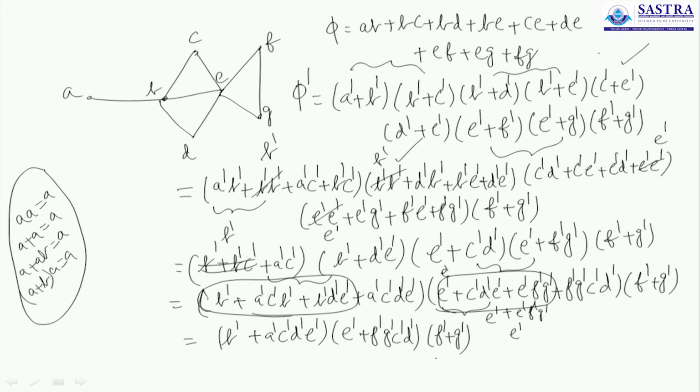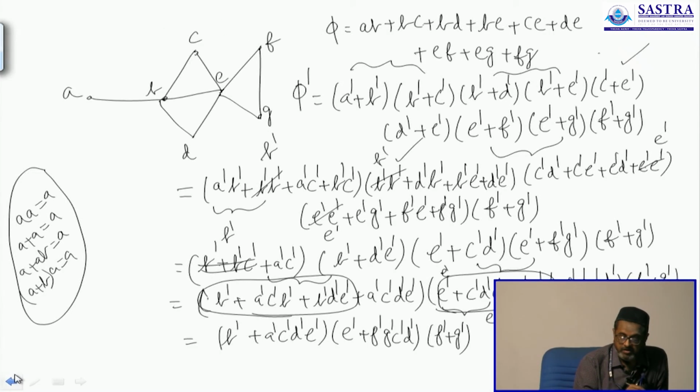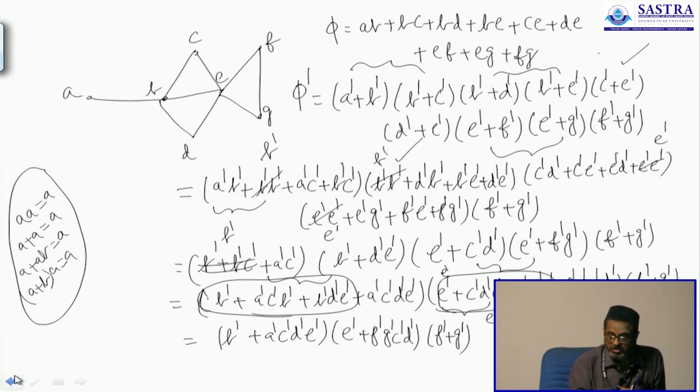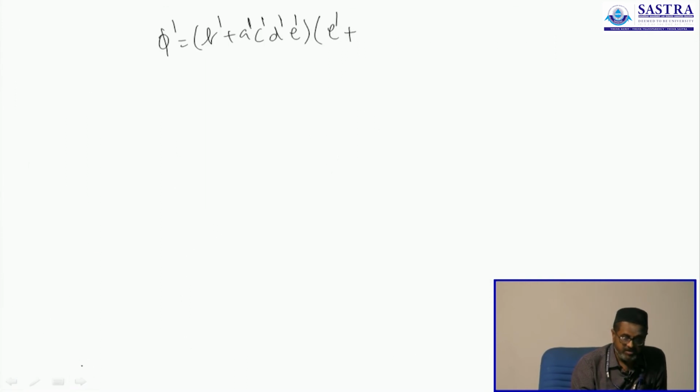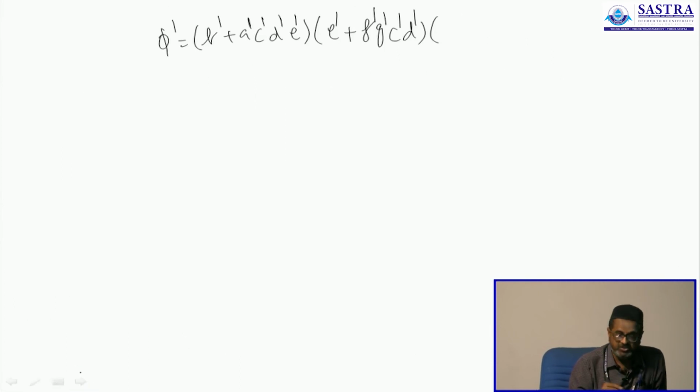Let me again write this in the next slide. Phi dash will be B' plus A' C' D' E', into E' plus F' G' C' D', and what about the third one? Third one is F' G', F' plus G'.